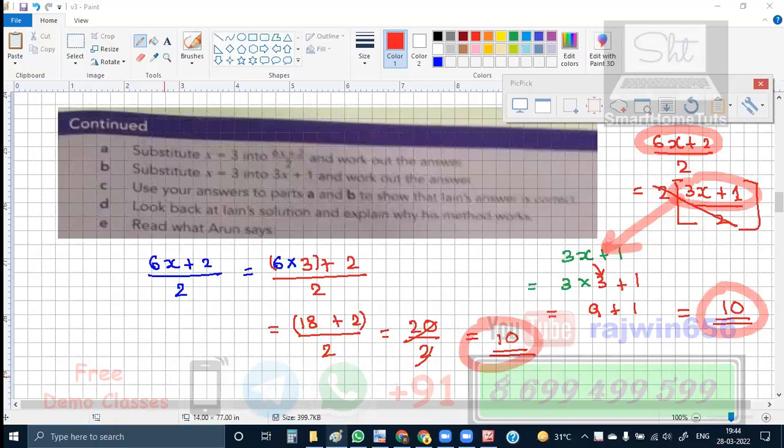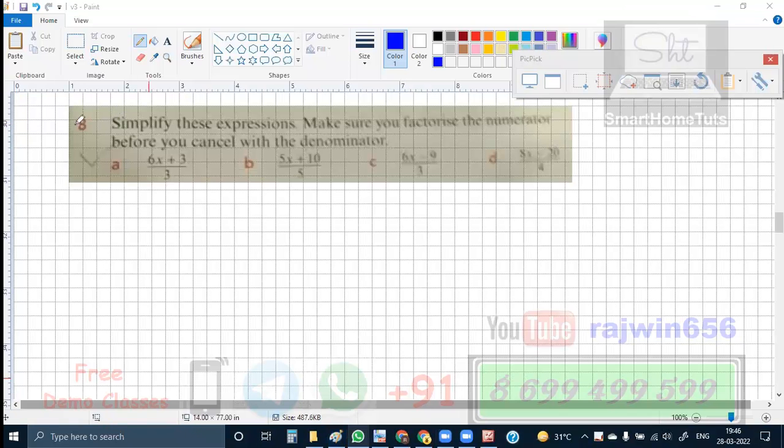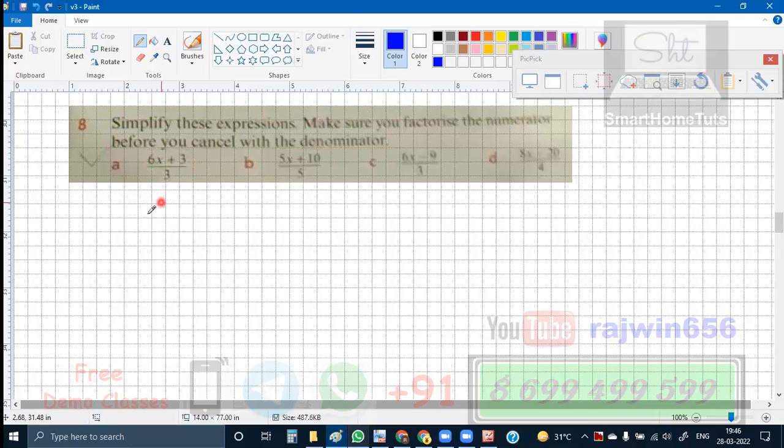You can take down all of this that I have written on screen. Okay, part 8, simplify these expressions. Make sure you factorize the numerator before you cancel with the denominator. So I'm doing the A part first of all over here. 6x plus 3.